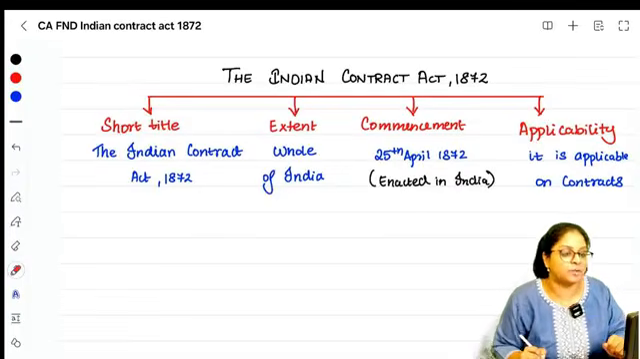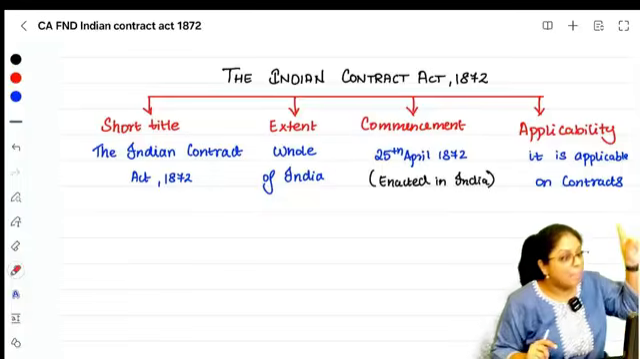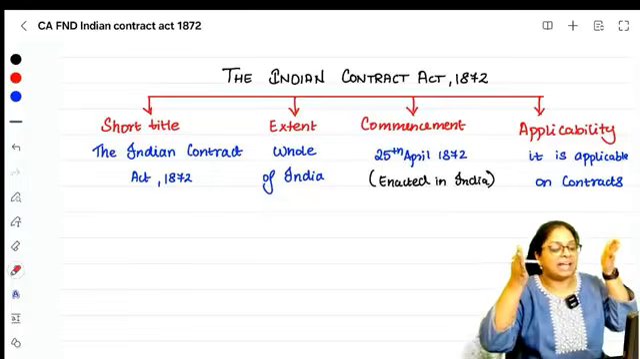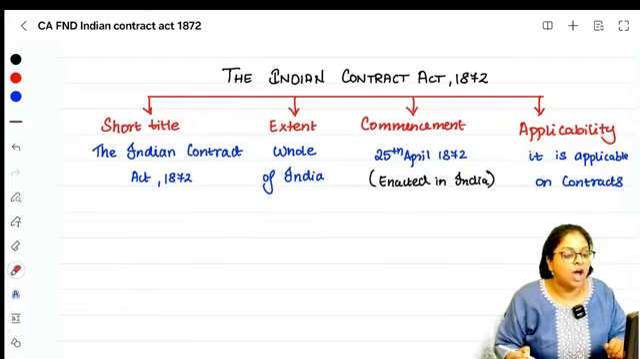It applies to all types of contract, like how SOGA applies to contracts of sale of goods, the Companies Act applies to companies, the LLP Act applies to LLP. Like that, the Indian Contract Act 1872 is applicable to all contracts.